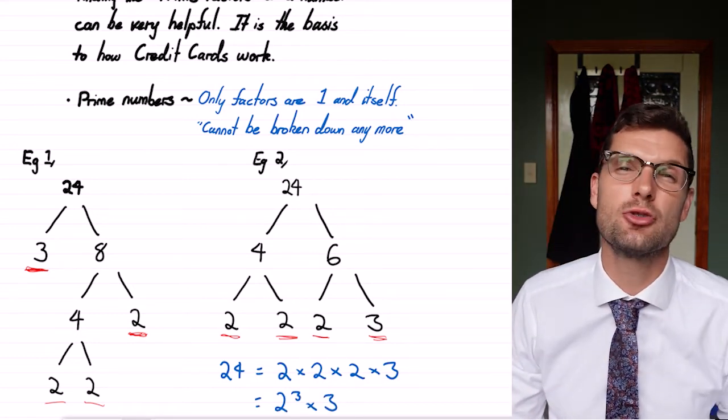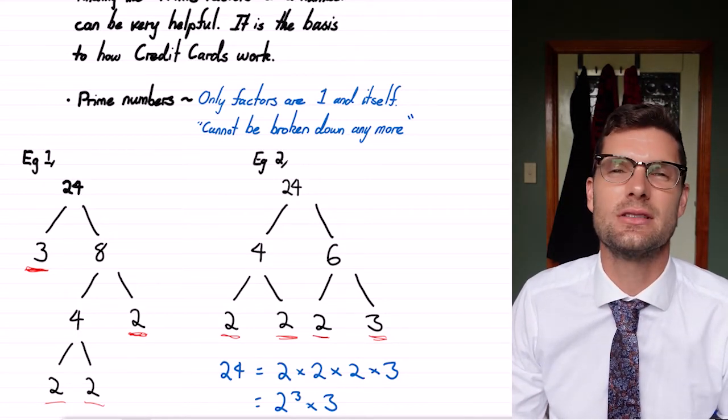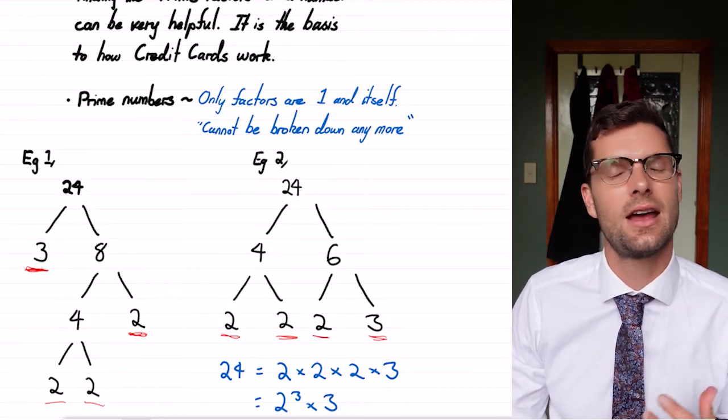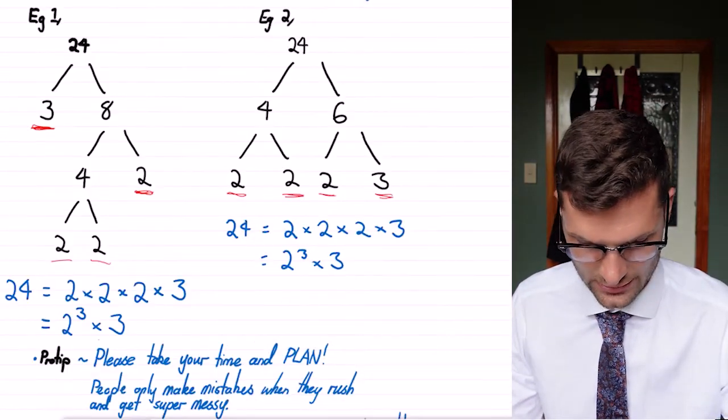You can always double check these once you get to the end in your calculator. Just times all the numbers that you've underlined together. If you get this correct answer, you know you've got it right.